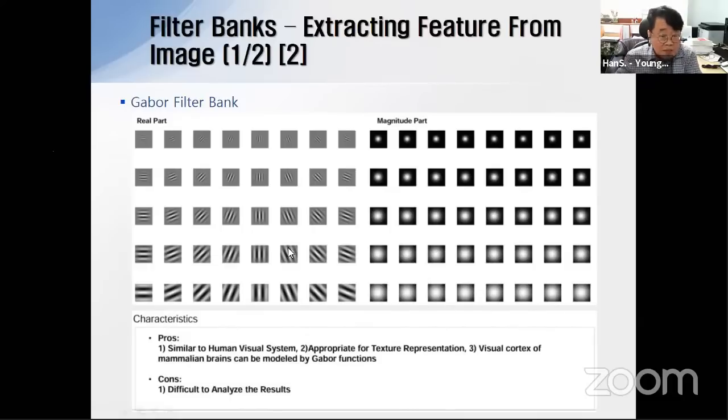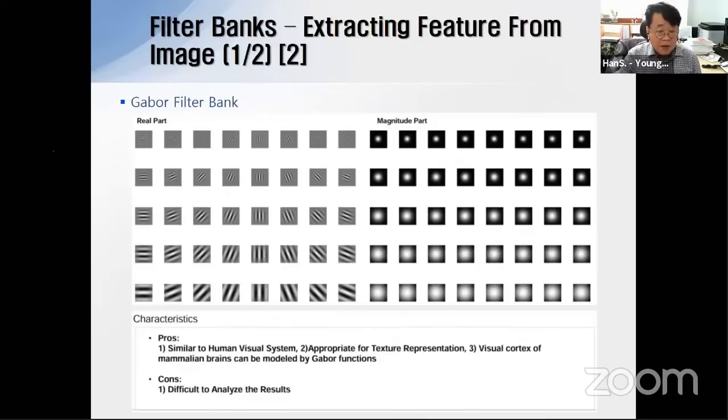Imagine that if you overlap this filter onto the images, masking this filter on the images, you can find the component of this direction and with this height. So you can find the component that looks like this. That is used for edge detection or texture description extraction.